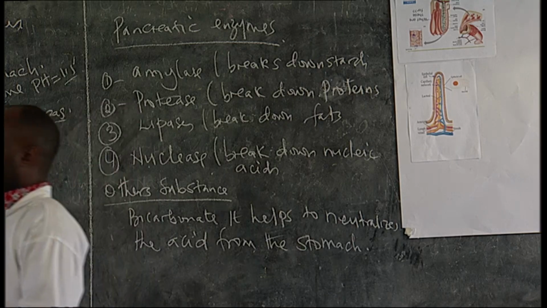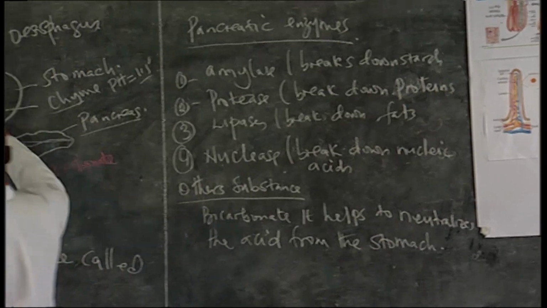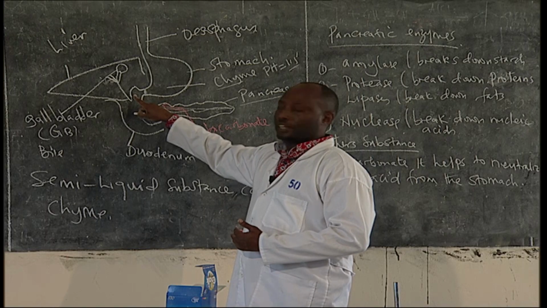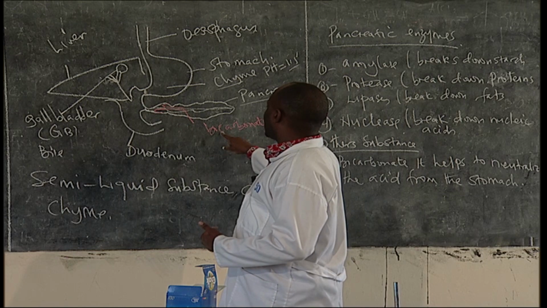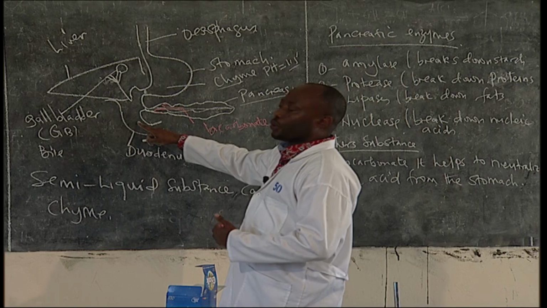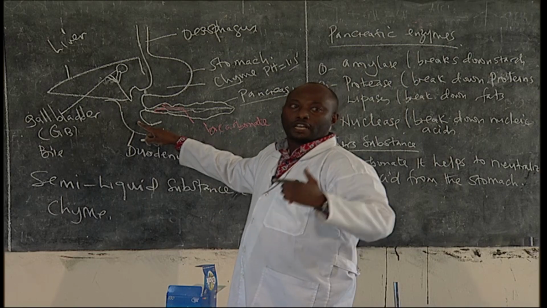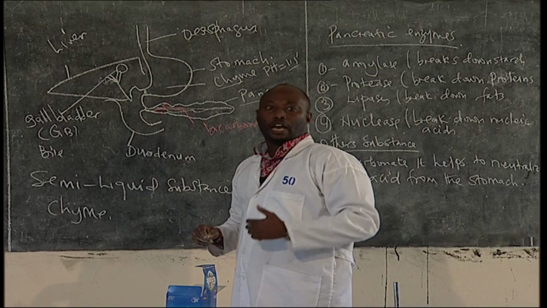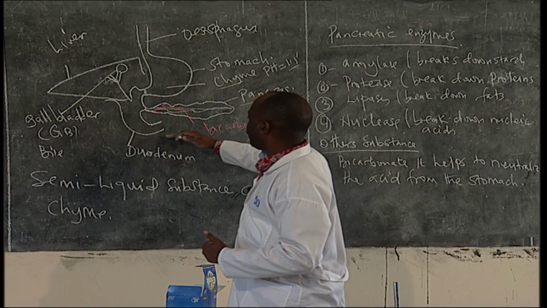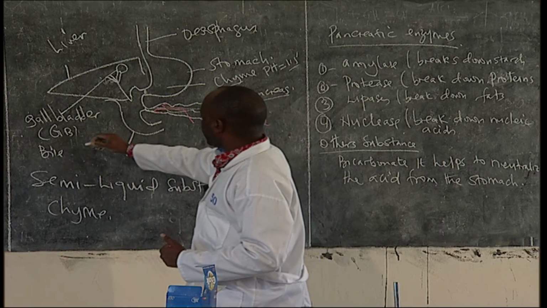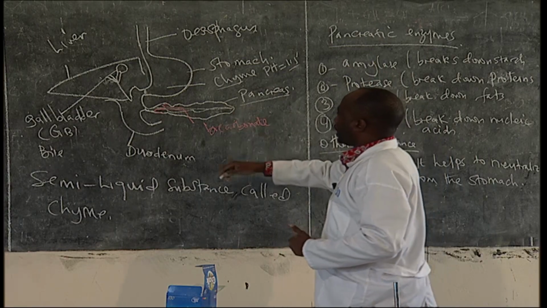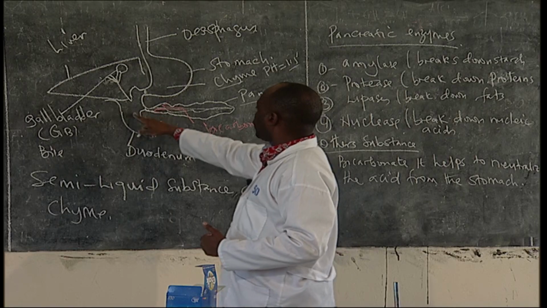So once that chyme is released with a low pH, ranging from 1.5, it has to be neutralized by bicarbonate released by the pancreas, so that once the chyme is released into the duodenum, it will not affect the walls of the small intestine, I mean the microvilli, the villi, and so on. So these are some of the enzymes released by the pancreas, which facilitate the breakdown of food in the duodenum.